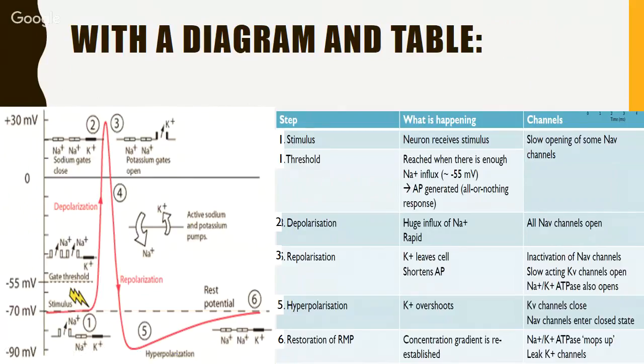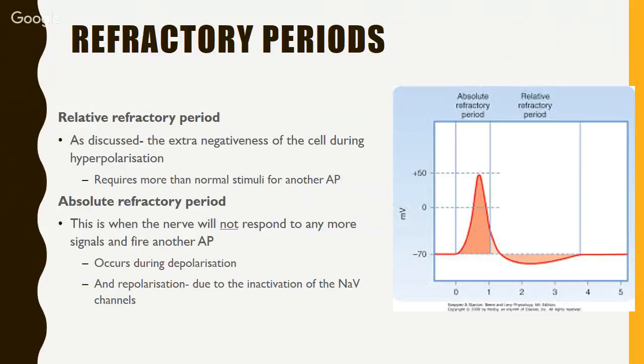This is all there. If you find it complicated, go through it. Refractory period. This is very important. There are two types of refractory periods. You have a relative refractory period, and this is, as I talked about, the hyperpolarization state.